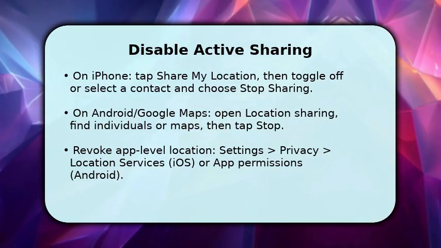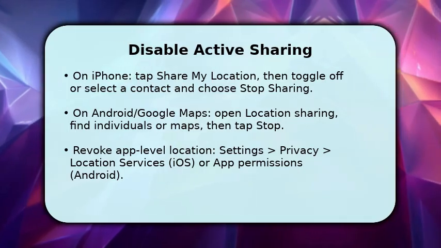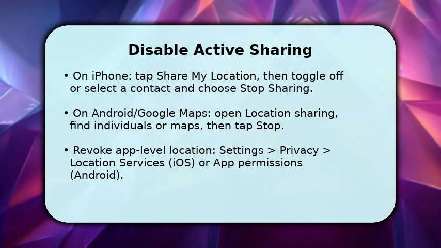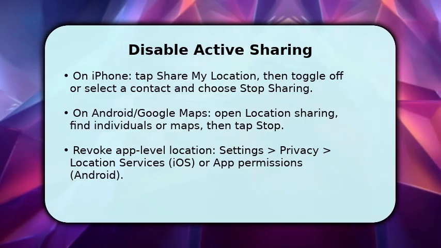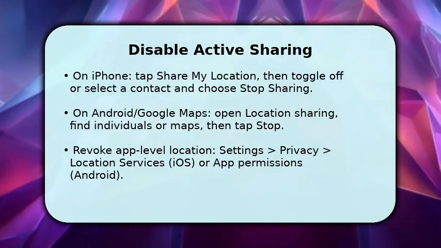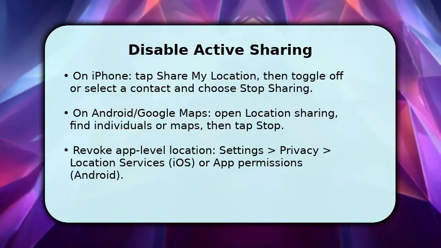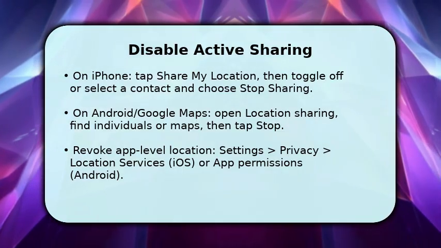Once done, make sure to also revoke persistent app permissions. Go to Settings, Privacy, Location Services on iOS or Settings, Apps, Permissions on Android, and set Maps to While Using or Deny to prevent background sharing.